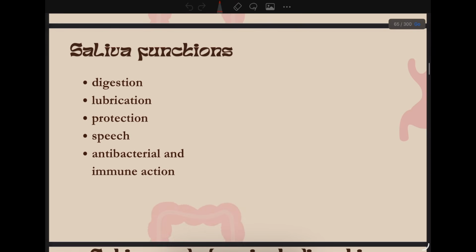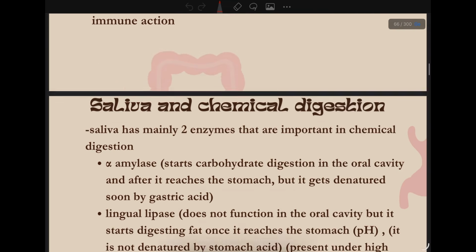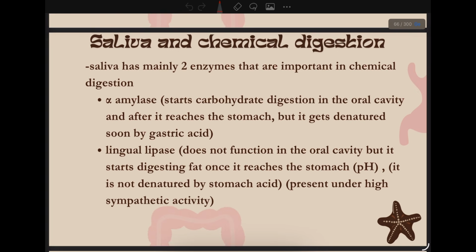Now, saliva functions are very general stuff that you don't need to remember specifically. But I want you to focus with me on the digestion part, because we will see how it helps with the digestion. There are two main enzymes in saliva that are important in chemical digestion. The first one is alpha amylase. Alpha amylase starts carbohydrate digestion in the oral cavity. Even after it reaches the stomach, it works for a little bit. But remember, it's an enzyme, a protein, so it gets denatured by gastric acid. So its effect is mild.